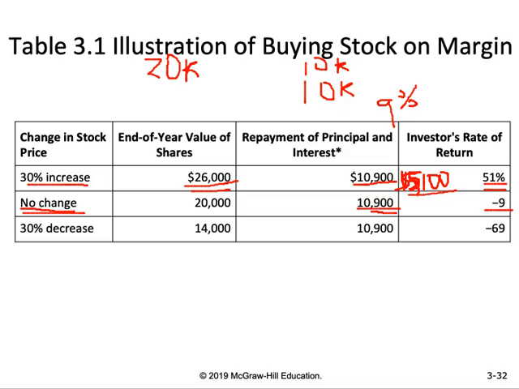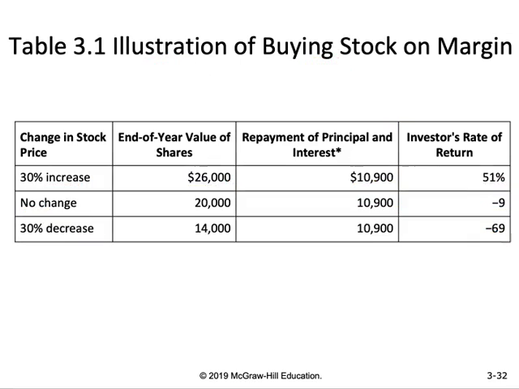And it really gets bad when prices go down. In this case, you end up with a 69% loss if share prices only go down by 30%. So again, really discourage you from dipping your toe in the water of margin trading.